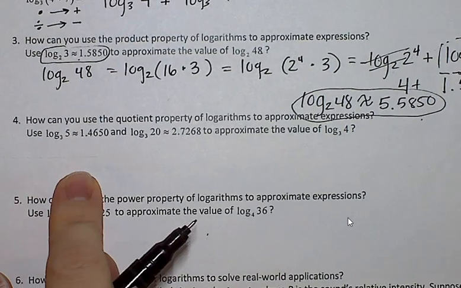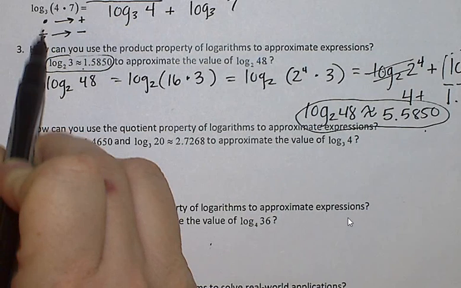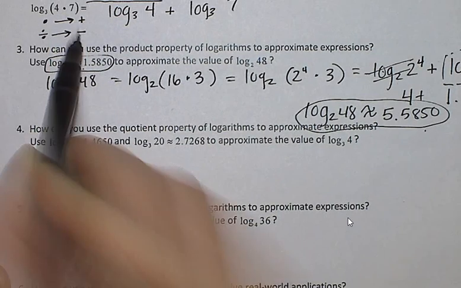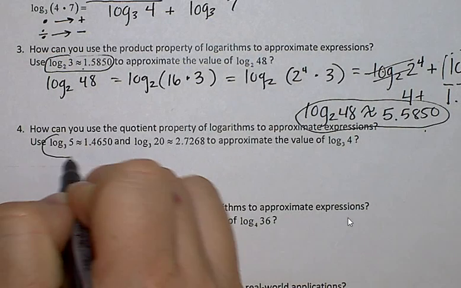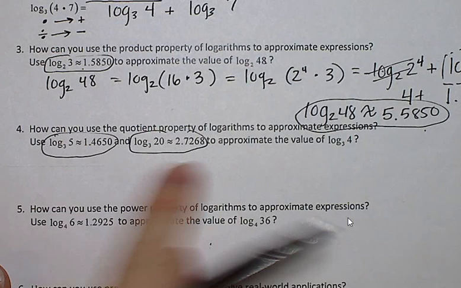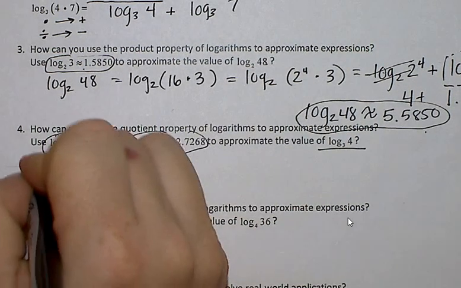Okay, we're going to go on to the next one. Number 4 says you understand that condensed form is multiplying and division. Now, when we expand the condensed form, it turns into addition and subtraction. They give us these two values. Circle them, please. They want us to use these two facts to find this answer: log base 3 of 4.